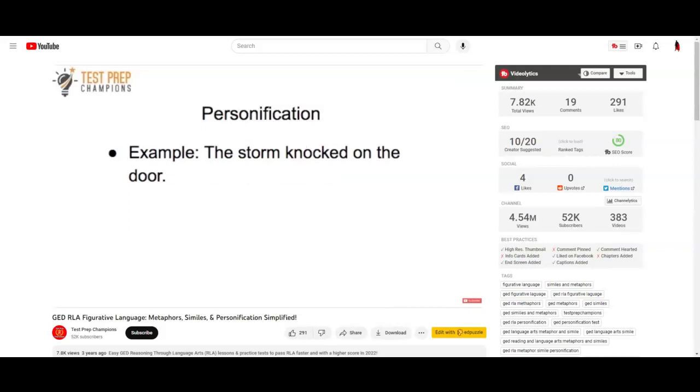Here's an example of personification. The storm knocked on the door. A storm can't literally knock on your door. So rather than saying the storm knocked on your door and meaning it literally, this is figurative, right? This is figuratively speaking, which is why this is a type of figurative language. On a really windy night, it might almost sound like the storm is knocking on your door because it's so windy, right? But a storm can't literally knock on your door, and that's why this is giving human characteristics to a storm when the storm is something that's non-human. That's why this is an example of personification.